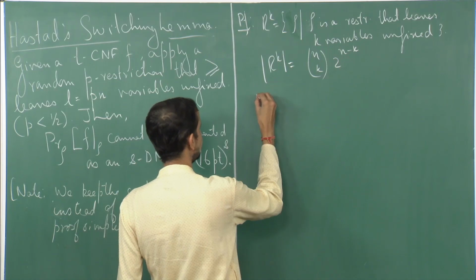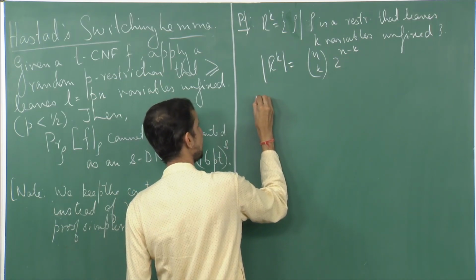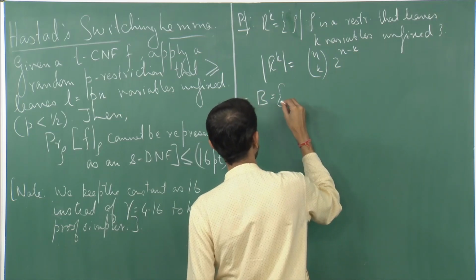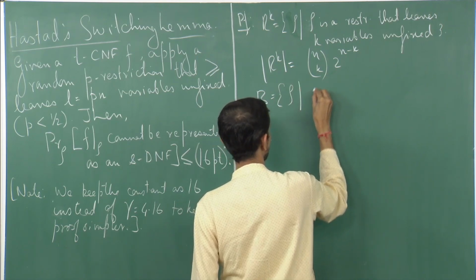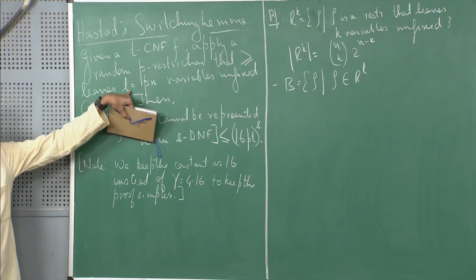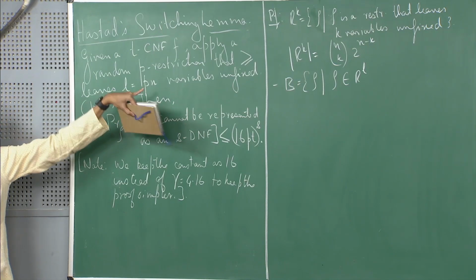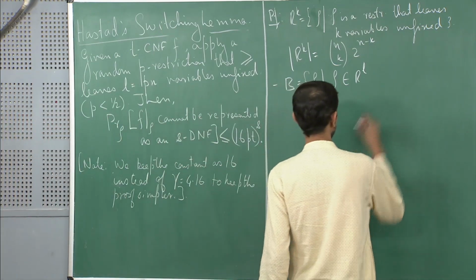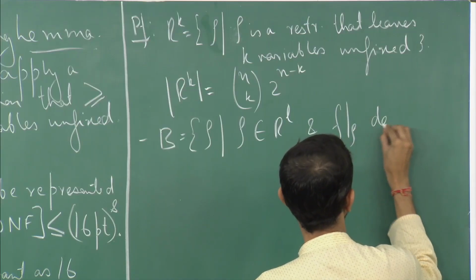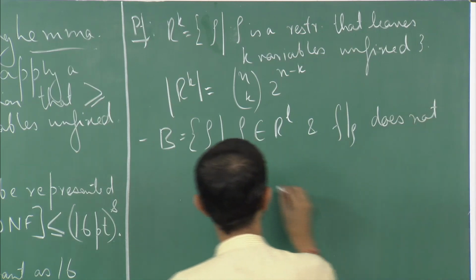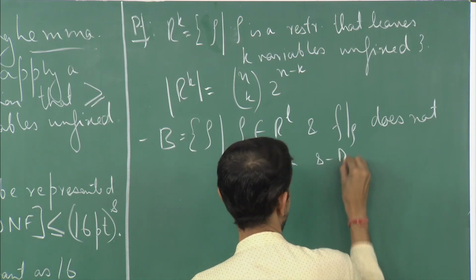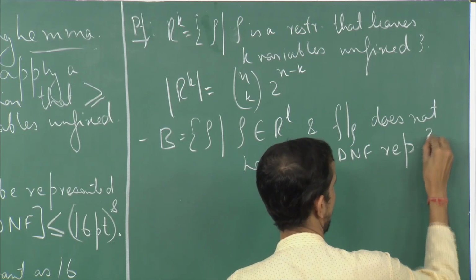Okay. Now, we will define the set of bad restrictions. So, let us call this set B. Okay. So, B is a subset of R L over here. So, all restrictions rho such that rho belongs to R L. Just remember L is basically the number of variables that we are leaving unfixed in our lemma. So, L is given by the lemma, it is a variable in the lemma, and F restricted to rho does not have an SDNF representation. Okay.